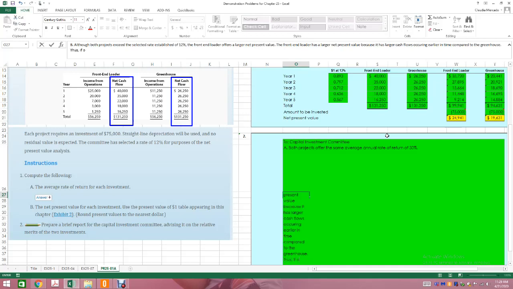Thus, if only one project would be accepted, the front end loader would be the more attractive option.